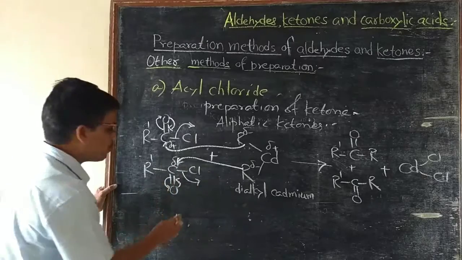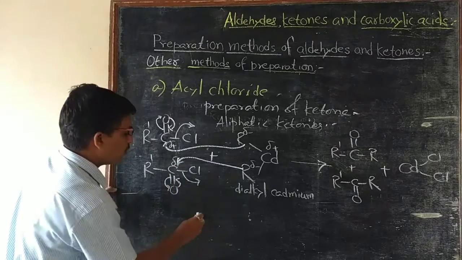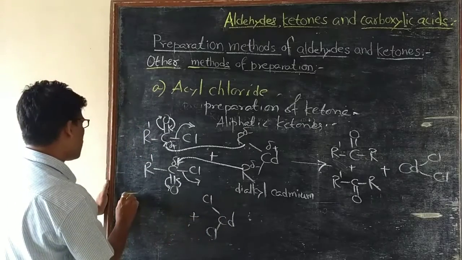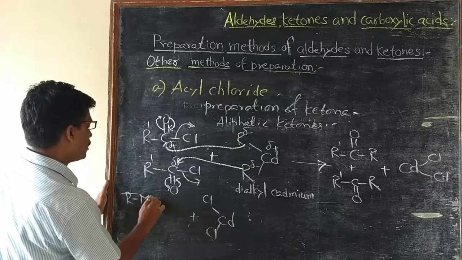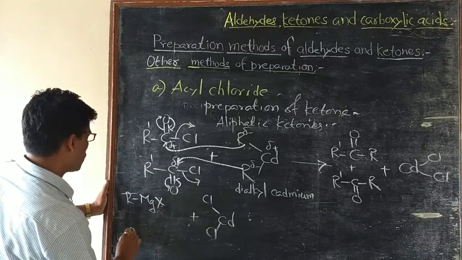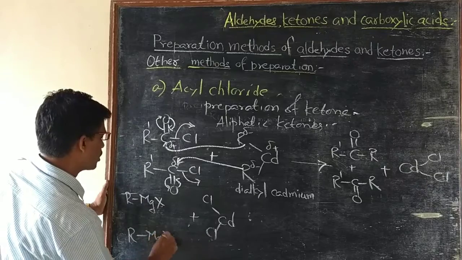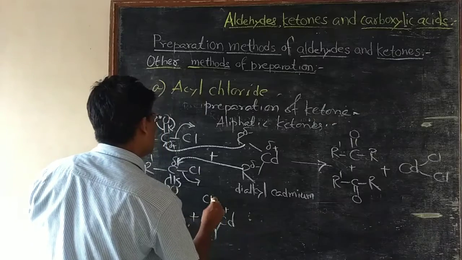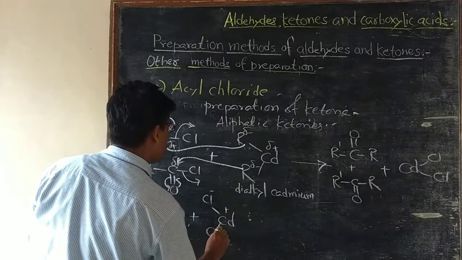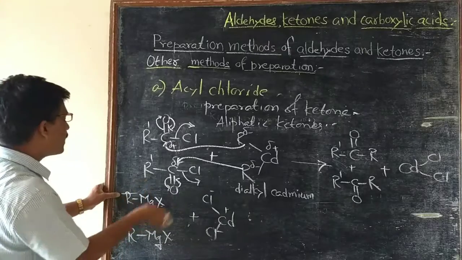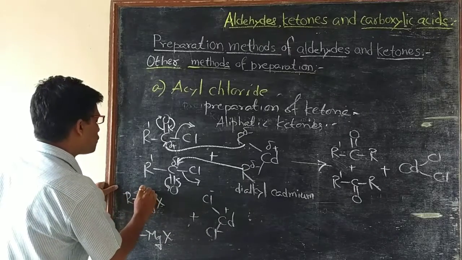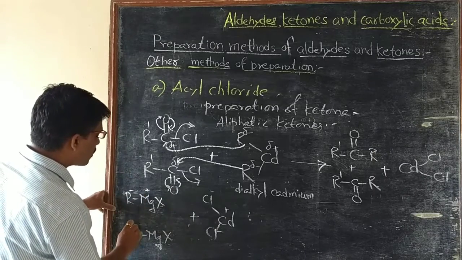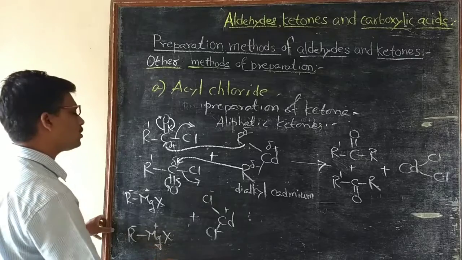This dialkyl cadmium is prepared from cadmium chloride by reaction with Grignard's reagent, that is RMgX. Another Grignard reagent, that is RMgX. In cadmium chloride, the cadmium is positive and the Cl has negative charge. In Grignard's reagent, the magnesium has positive charge and the alkyl group has negative charge.